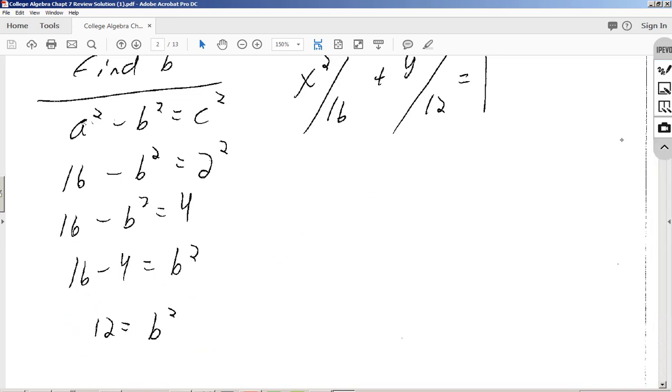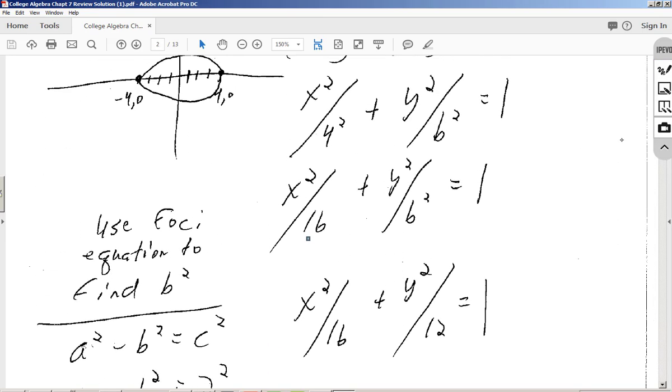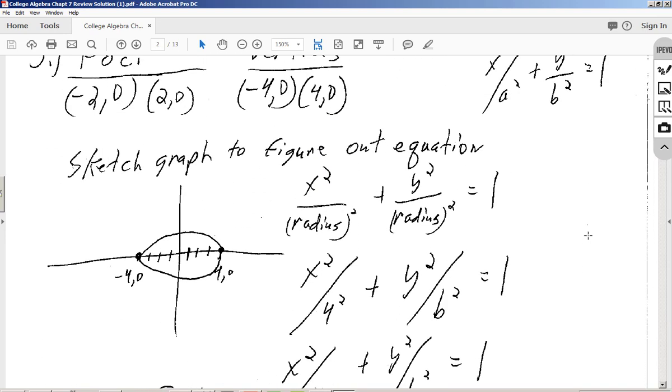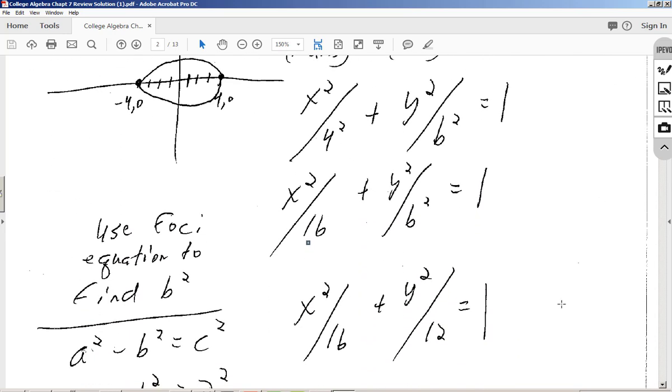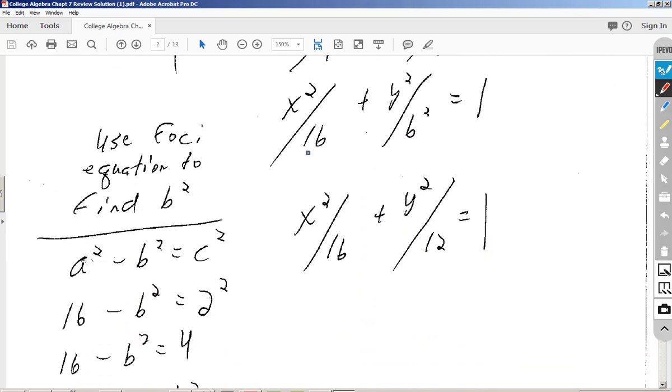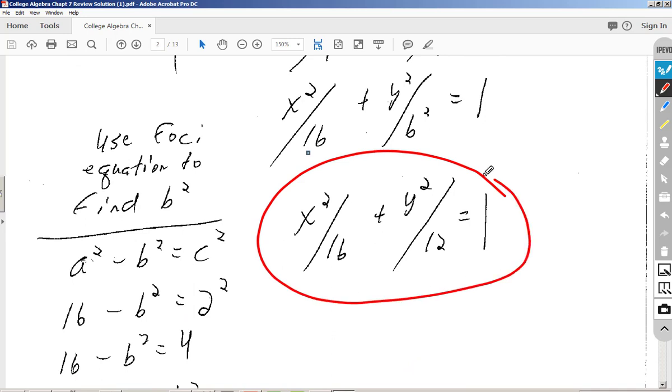So the equation that has foci at (-2, 0) and (2, 0), and vertices at (-4, 0) and (4, 0), ends up being x squared all over 16 plus y squared all over 12 all equals 1.